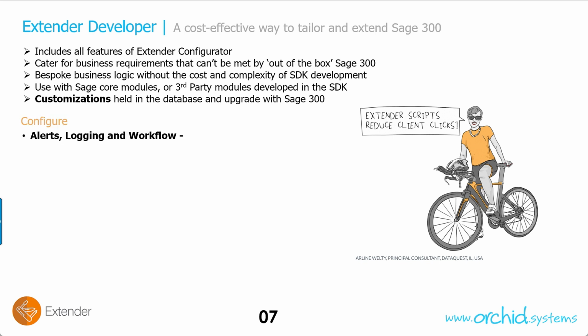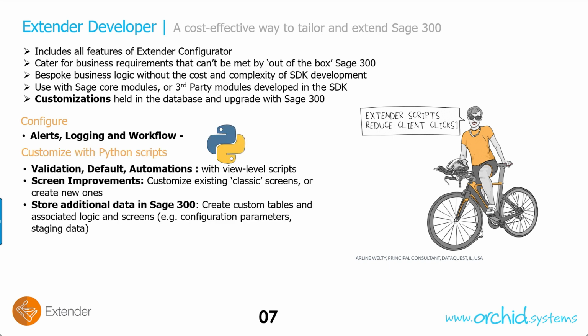With Extender Developer, you can configure using alerts, logging, and workflow, like we've seen. But we also give you the ability to include Python scripts to customize Sage 300. Why Python? Because it is a very widely used language, especially among younger people. And it also includes many libraries that you can use to simplify your development.